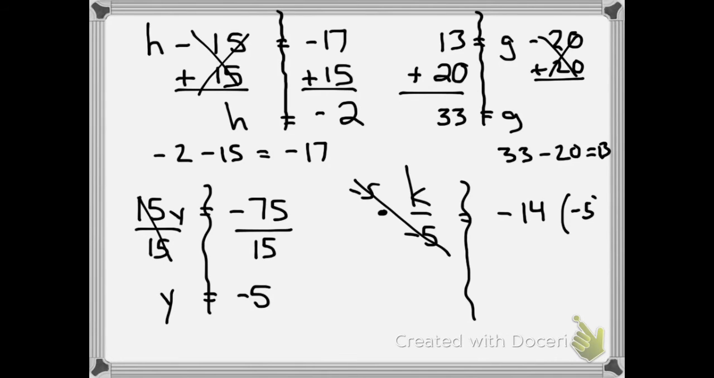Remember, not changing it to a positive. So we have k equals, well, 14 times 5 is 70. And remember the party hat rule? These cancel out, leaving us with a positive, so it's a positive 70.